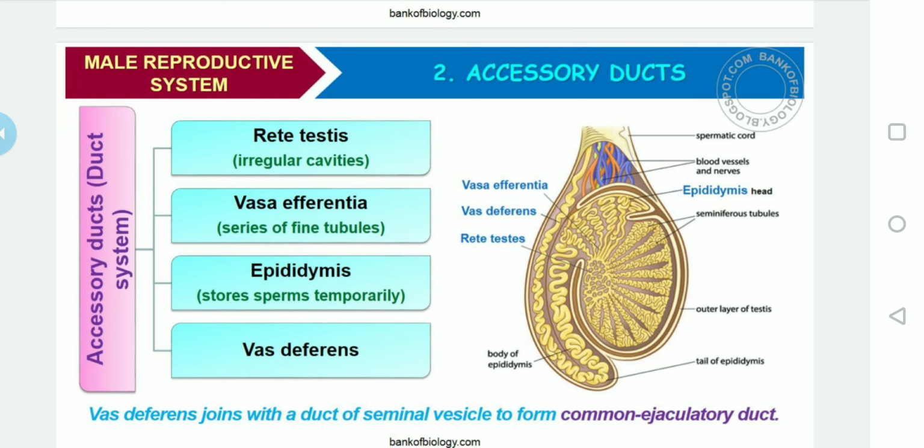I hope you can identify the structures on the right side. Are you observing? The vasa efferentia, vas deferens, rete testis, the body of the epididymis, tail of the epididymis, outer layer of the testis, seminiferous tubule, then epididymis head, the blood vessels and nerves, then spermatic cord. Generally the vas deferens joins with the duct of the seminal vesicle to form the common ejaculatory duct.